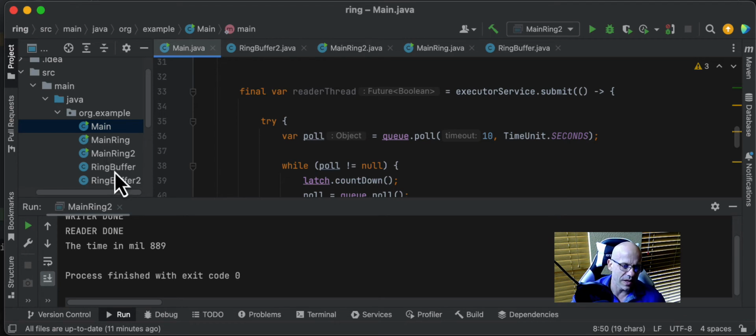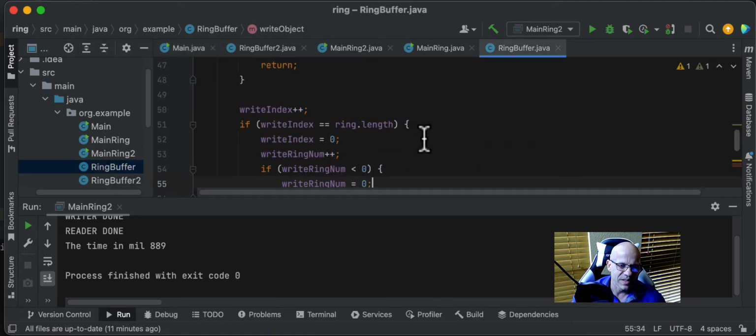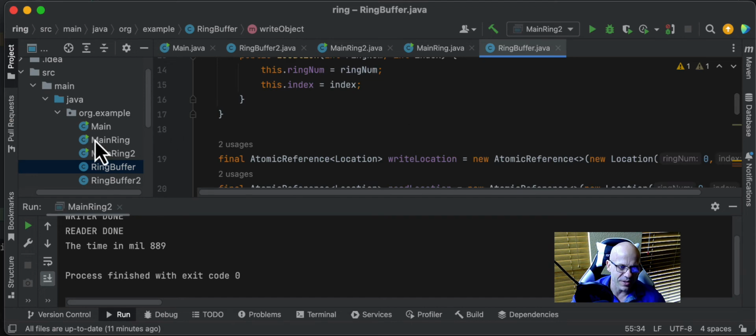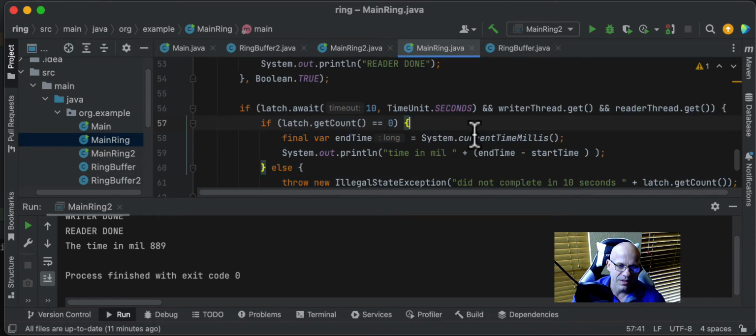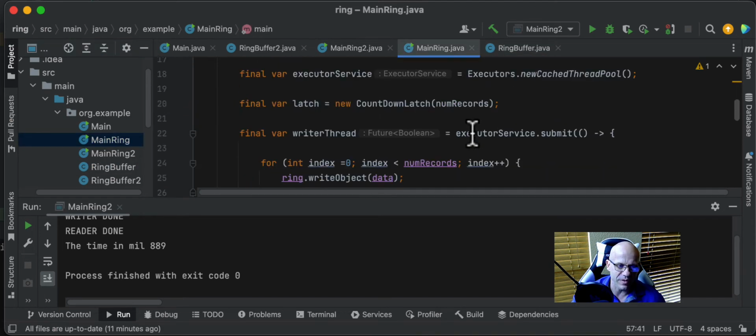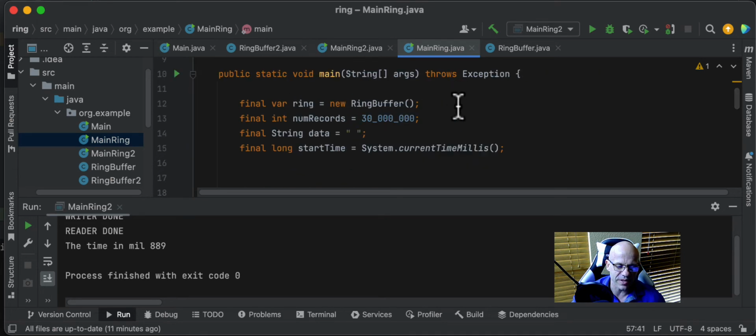And then I wrote a ring buffer, and I have another test that looks almost identical, but it uses the ring buffer instead of the LinkedTransferQueue.